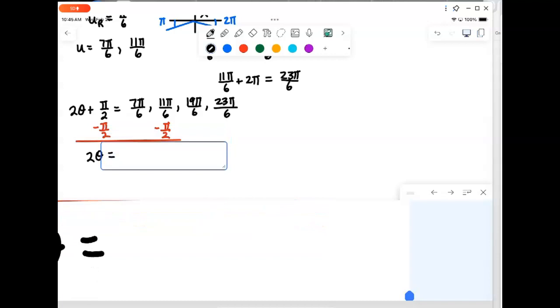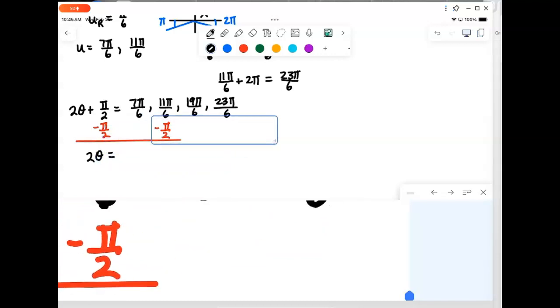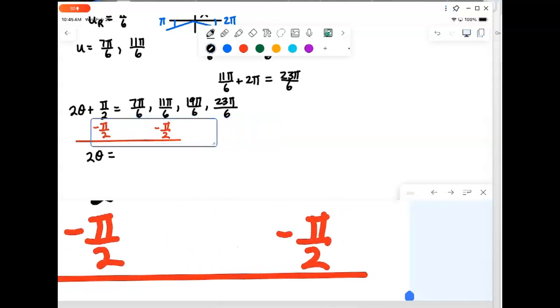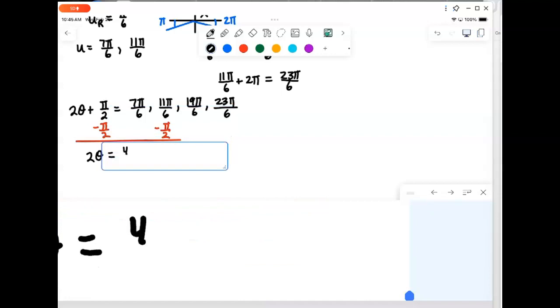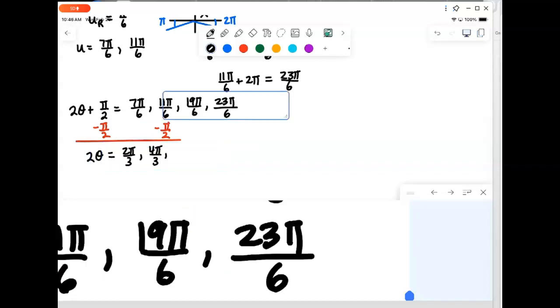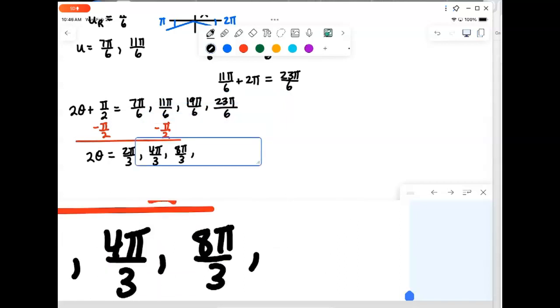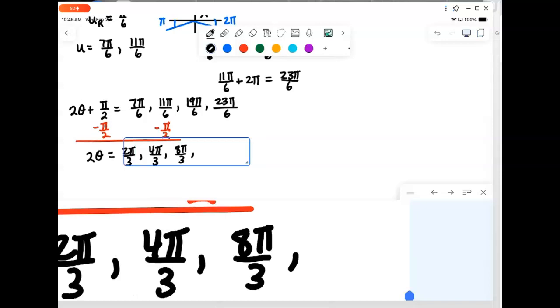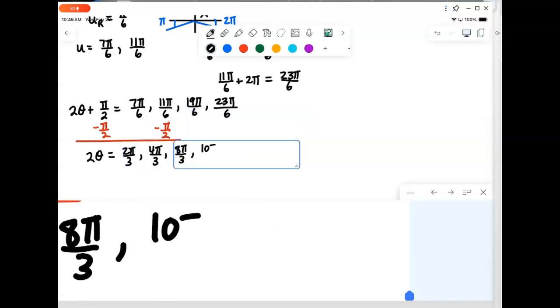So we do that. We subtract off 1/2 from each of those different things. 1/2 would be 3 pi over 6 with the common denominator. So that gives me 4 pi over 6, which would be 2 pi over 3. The next one would give me 8 pi over 6, which would be 4 pi over 3. And then 19 would give me 16 pi over 6, which would be 8 pi over 3. And then 23 would be 20 pi over 6, which would be 10 pi over 3.